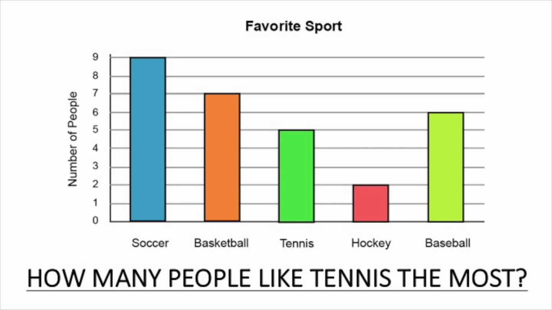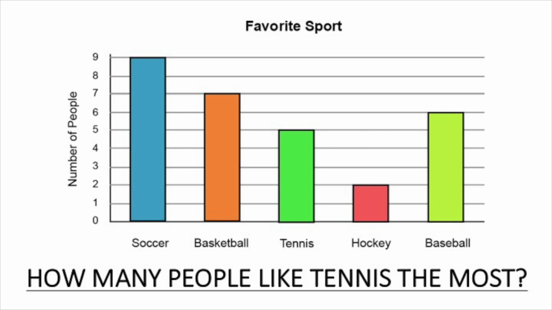Okay, now let's look at sports. What does the blue bar represent? What sport? Soccer or football. How about the orange bar? Basketball. The green bar? Tennis. The red bar? Hockey. And the, what colour? Baseball. What colour would we say this was? Yellow. Yellowy green, yes. I think half yellow, half green.